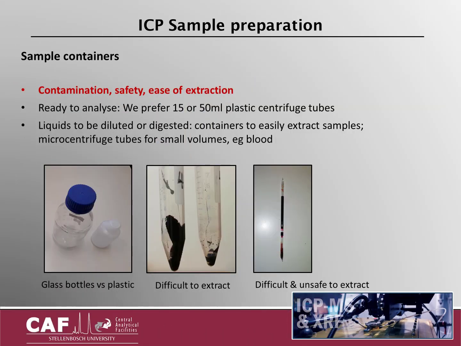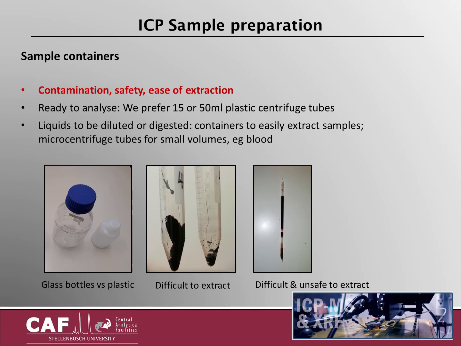When you want to send your collected or prepared sample to the lab for analysis, it's important that you choose the right type of container so that you don't introduce any contamination, that your samples are safe to transport, and that it's easy for us to extract the sample for any processing that we need to do. So plastic containers are always preferred above glass, as the glass can easily break. Plastic also introduces very little contamination.